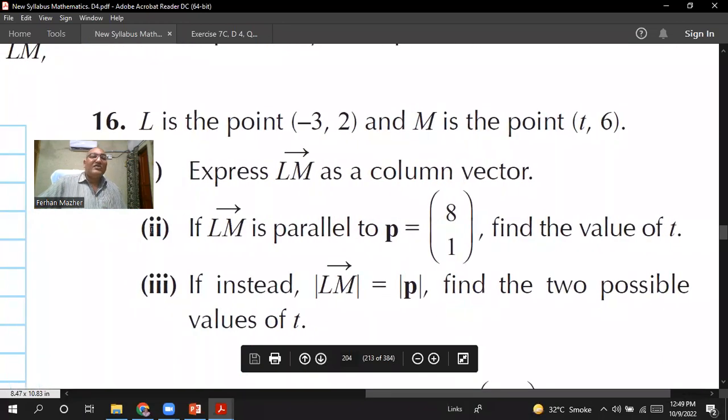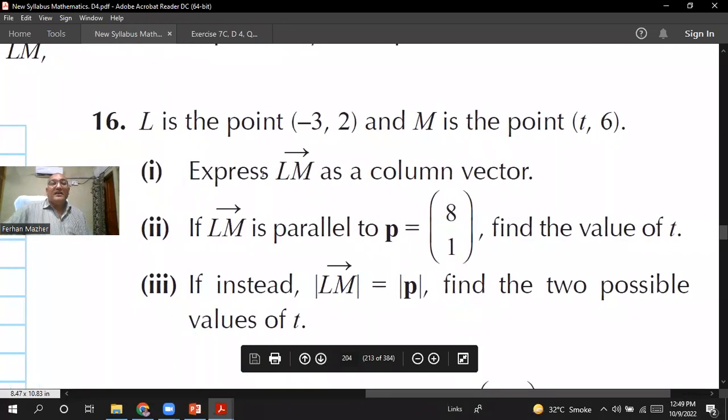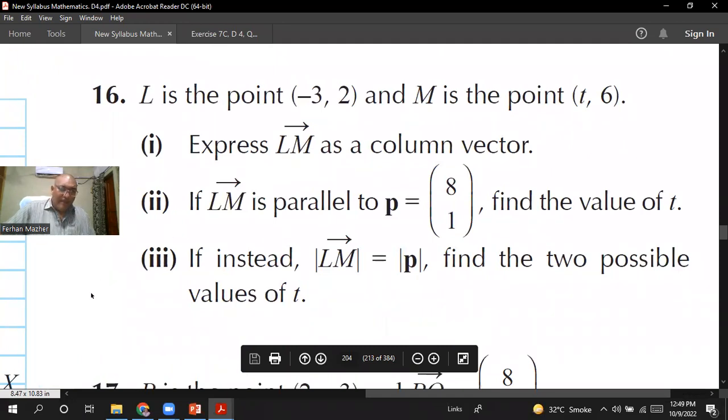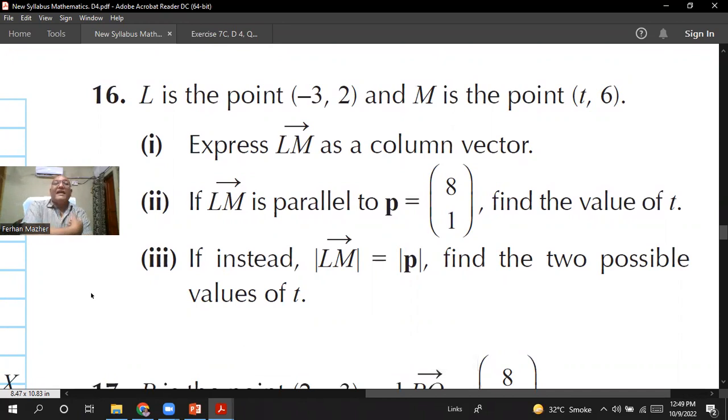And in question number 16, they say L is the point minus 3, 2, and M is the point t comma 6. Express LM as a column vector. So I can find the position vector of L, that will be OL, and I will find the position vector of M, that will be OM. And then I can find LM, very simple, OL plus LM equals OM.